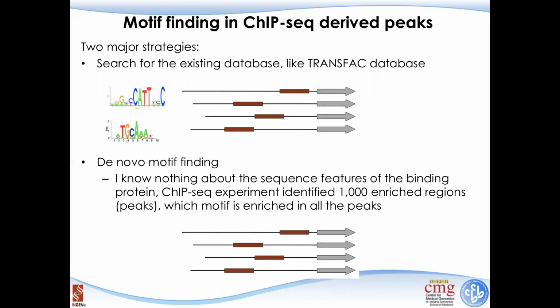But basically, we have two scenarios to identify motifs in ChIP-seq. One is, for example, ChIP-seq for one transcription factor, and then we can search existing databases like TRANSFAC and see which transcription factor motifs are significantly enriched in those regions.